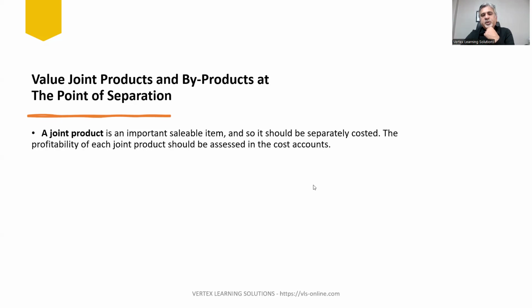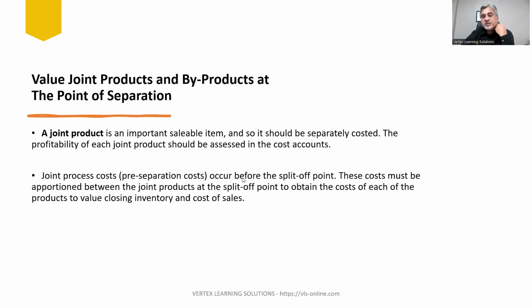So we say that a joint product is an important saleable item, and so it should be separately costed in your balance sheet, because a joint product has a substantial value. So you should be costing it separately so that you can value how much of product A do I have, how much of product B do I have. Okay. And joint process costs occur before the split-off point, like the common cost we call them. And these common costs must be apportioned between the joint products at the split-off point.